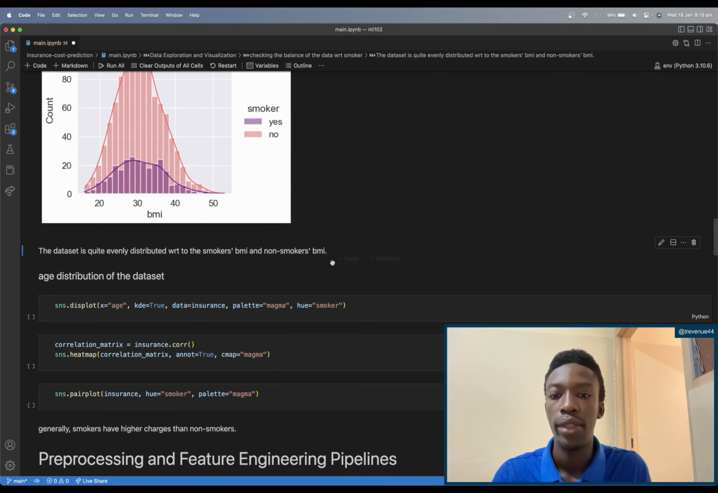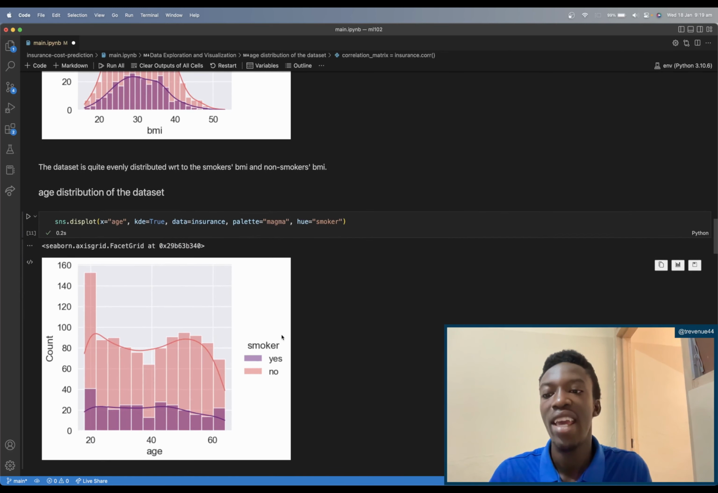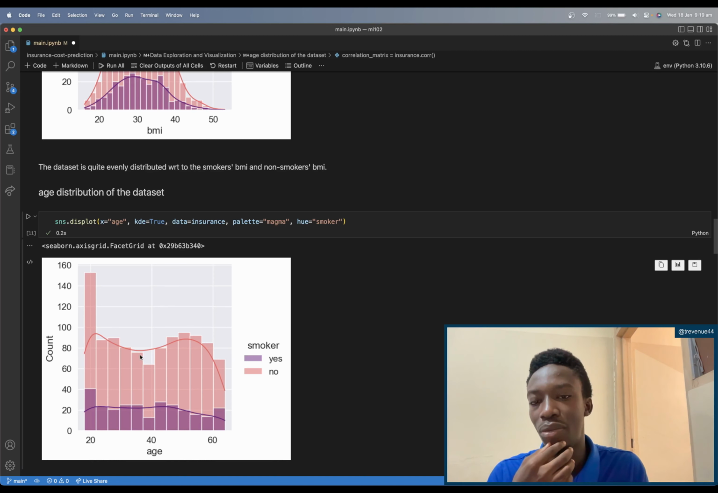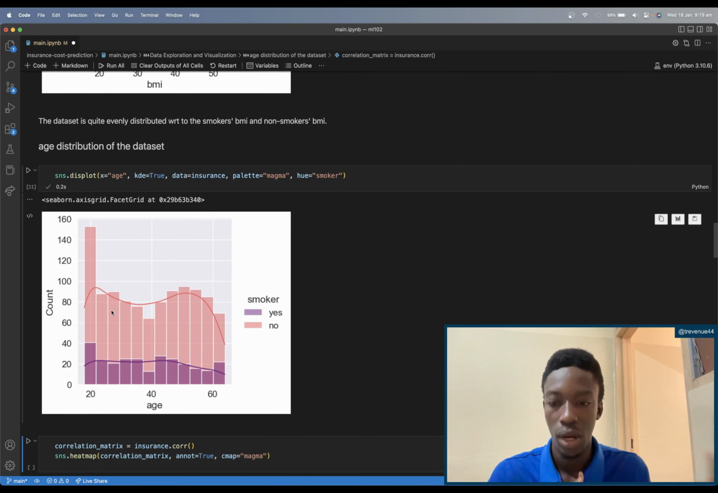Then I also went ahead to check the age distribution of the people based on whether they are smokers or not, and that also seems to be evenly distributed. The age distribution of those who are smokers is really close to the age distribution of those who are non-smokers. It's just that the number of smokers is less than the number of people who are not smokers. Apart from that, there isn't really much there.